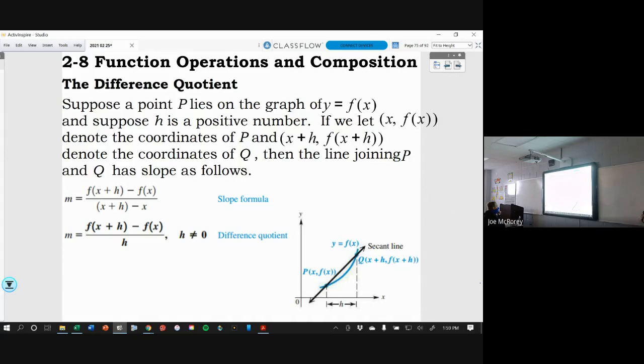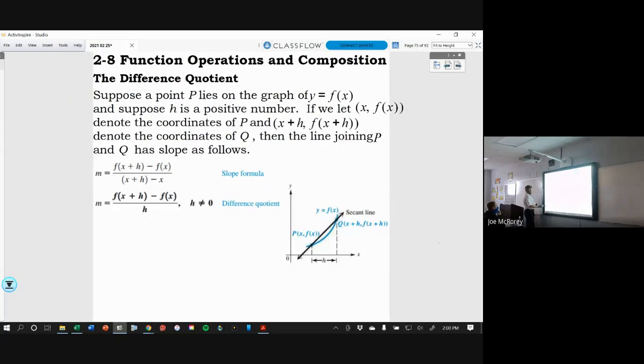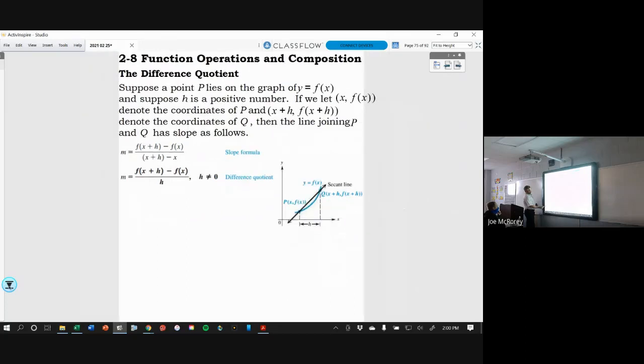Break it down for me. Okay. So look at the picture. This right here is some point. It has an x value of x. Can you move it up a little bit so we can see it?